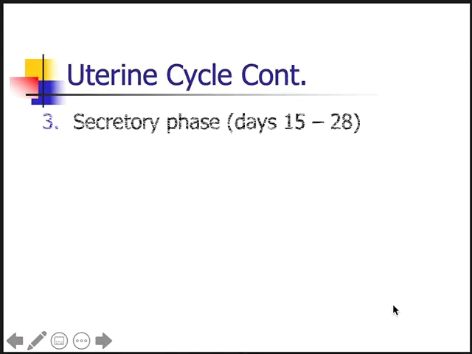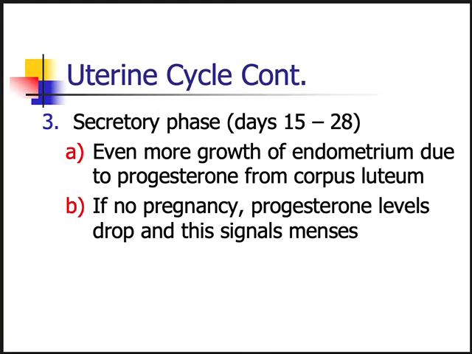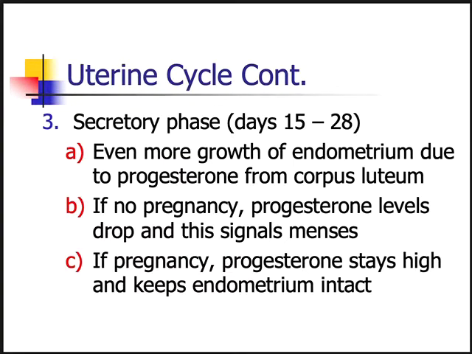And then you have your secretory phase, days 15 to 28. Even more growth of the endometrium due to progesterone, right? So after you've ovulated and you've made the corpus luteum, then you get your progesterone and you get even thicker. And if you do not become pregnant then your progesterone levels drop, and then you start menstruation again. You get rid of all that endometrium. Okay? But if you are pregnant, then your progesterone stays high and you keep your endometrium intact.